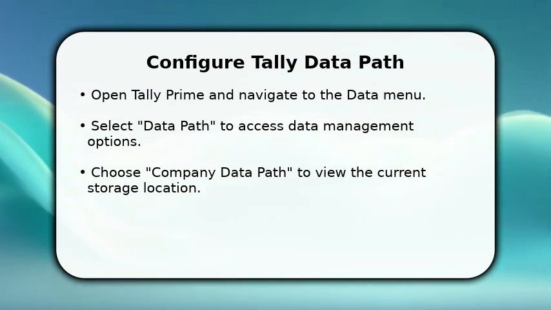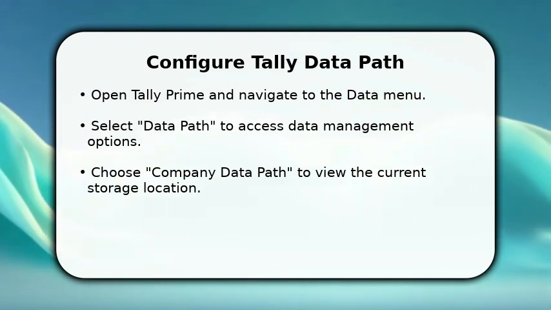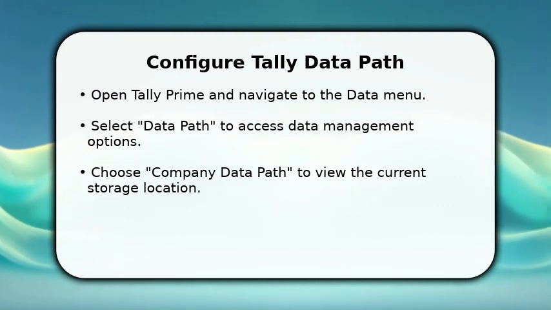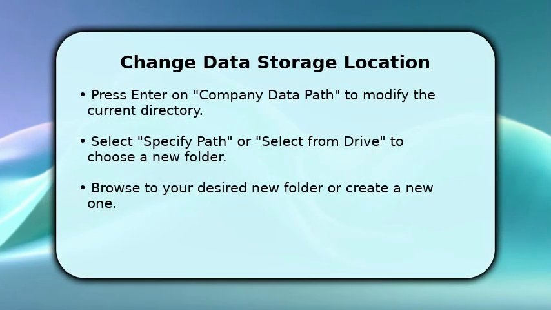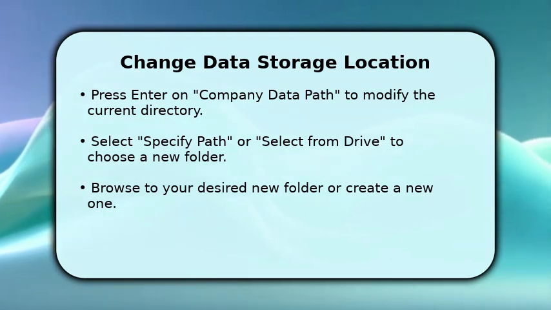This action will open a new window where you can see various data-related settings. Then, choose Company Data Path to proceed with changing your data storage location. Now, let's change that path. Within the Data Path screen, you'll press Enter on Company Data Path.